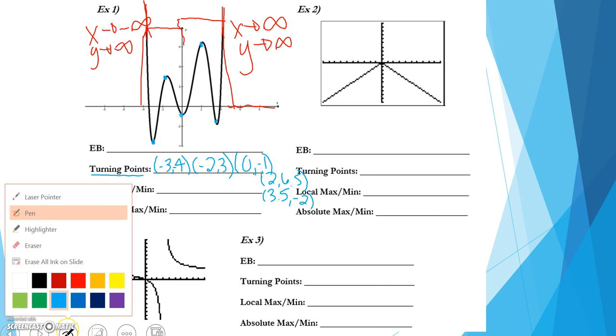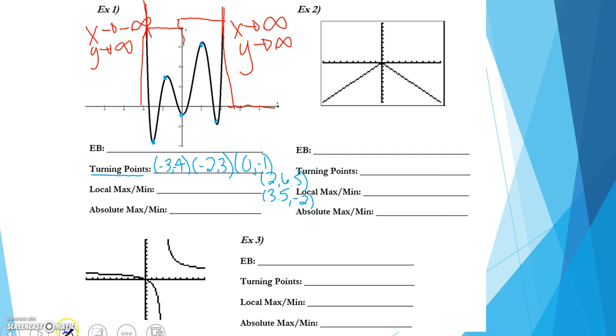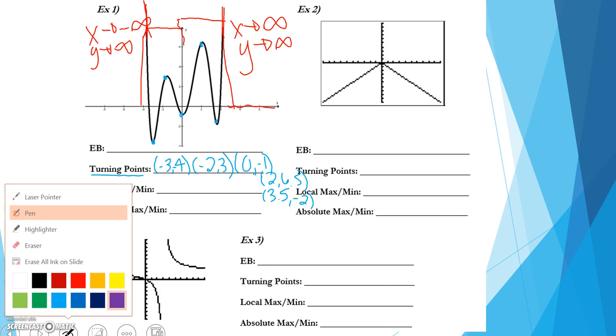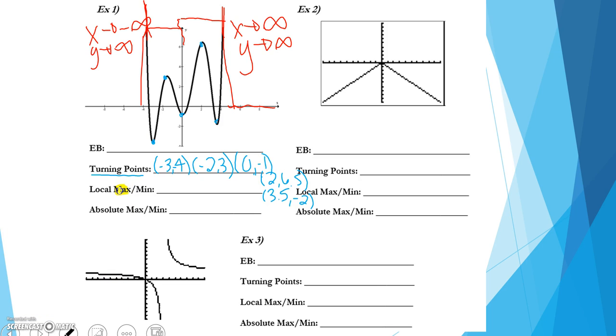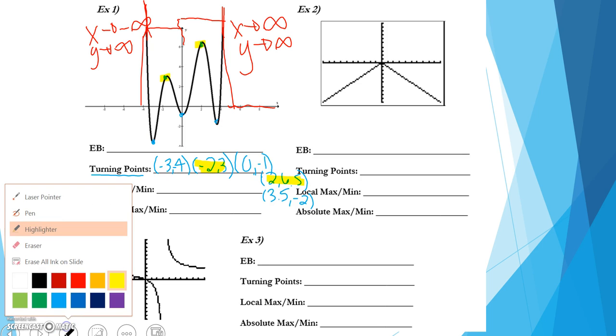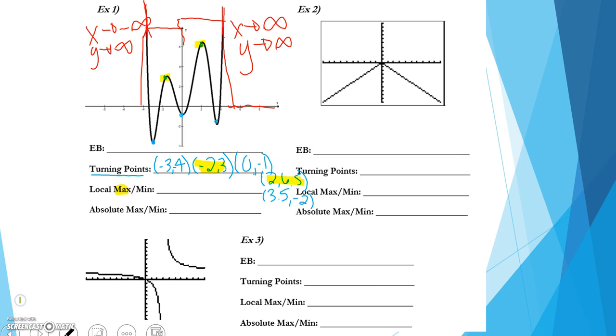Now for local maxes and mins, what I suggest is that you get some highlighters and color code it. I am going to say that my local max will be a yellow highlighter. I'm just going to highlight all the turning points and what they are. The local maxes would be all the peaks, so that is -2, 3 and 2, 6.5. And then the local mins would be the other ones. It would be all of the valleys, so it would be these three.